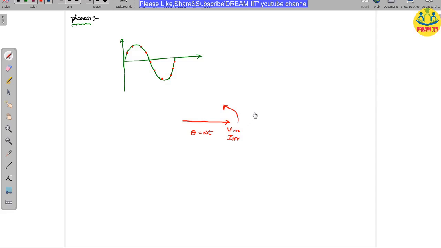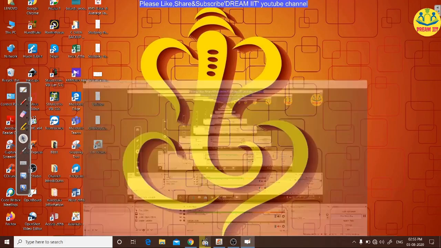I can define once again: a phasor is a line of definite length rotating in an anti-clockwise direction at a constant angular velocity omega. The length of that vector is equal to the maximum value. Before going further, this diagram is very important.